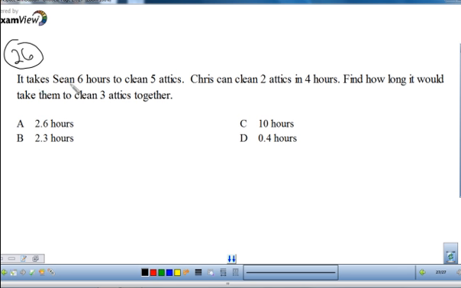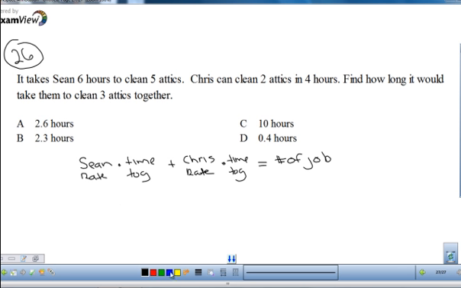Okay, so it takes Sean 6 hours to clean 5 attics. Chris can clean 2 attics in 4 hours. Find how long it would take them to clean 3 attics together. So it's going to be Sean's rate times the time together plus Chris' rate times the time together is going to equal the number of jobs they're doing.